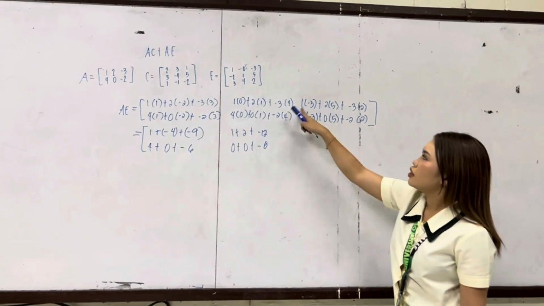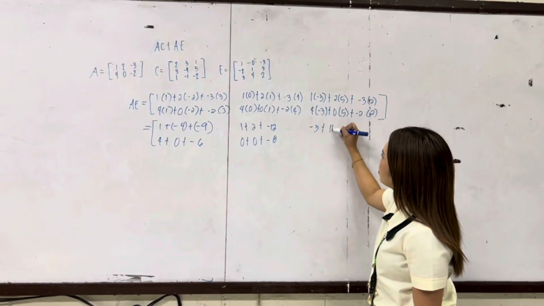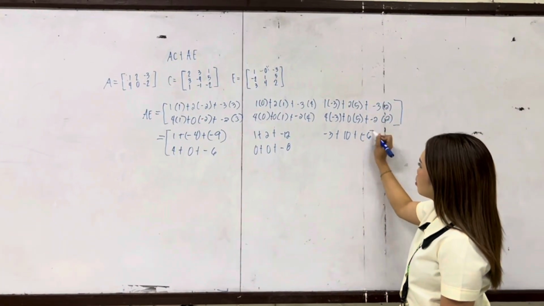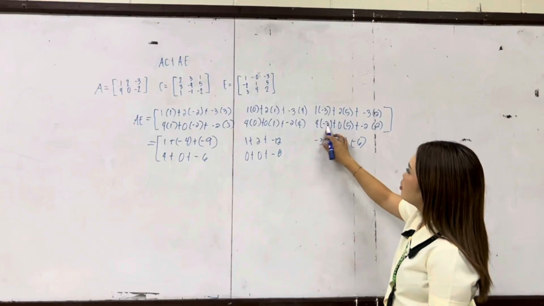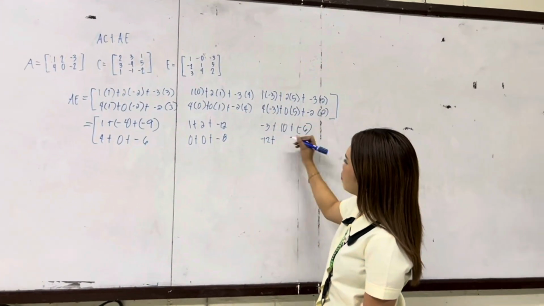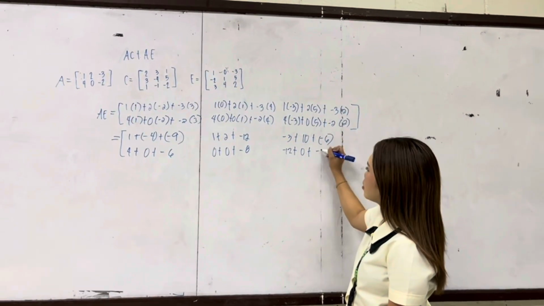Next one, 1 times negative 3 is negative 3 plus 2 times 5 is 10 plus negative 3 times 2 is negative 6. 4 times negative 3 is negative 12 plus 0 times 5 is 0 plus negative 2 times 2 is negative 4.